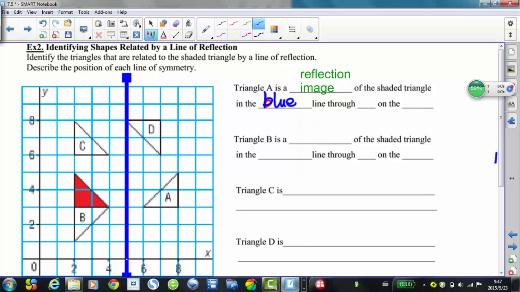So let's read a number for this blue line on the x-axis. So this one is 1, 2, 3, 4. This is 5. So the blue line passes through 5 on the x-axis.